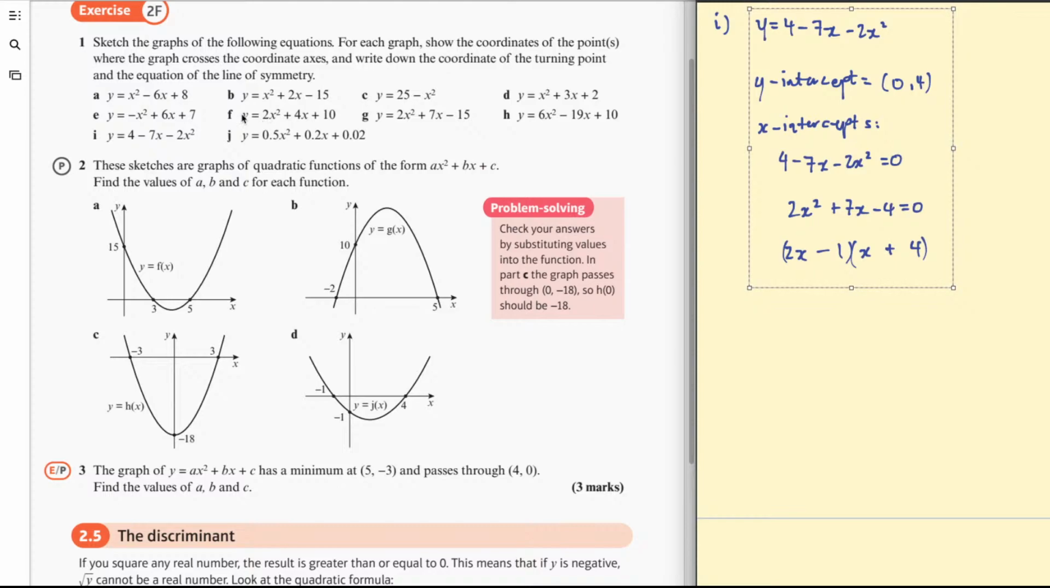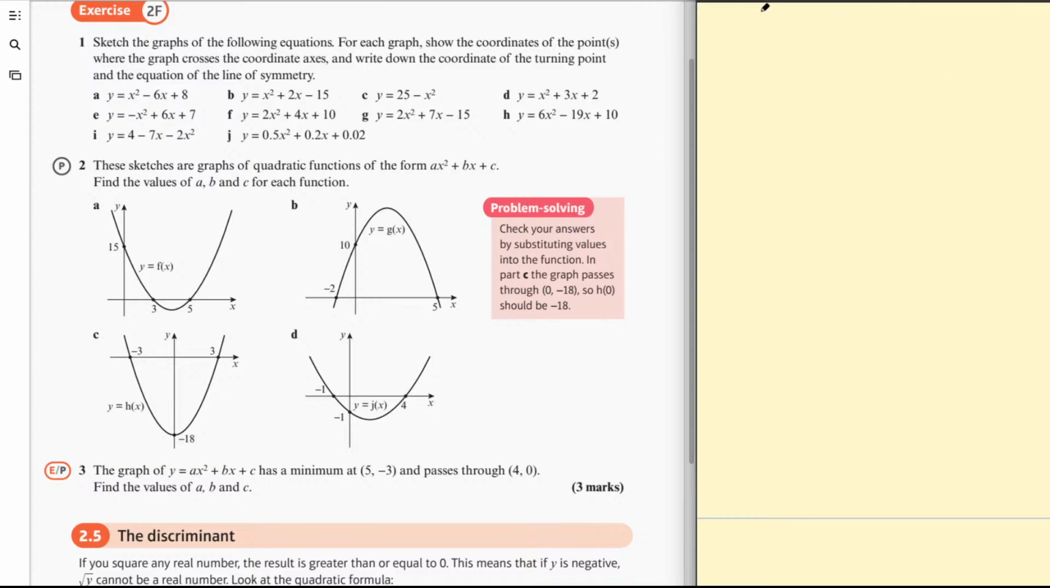What about this one? Maybe F. Factorizes to 1 and 10. That doesn't make 4 and 5 and 2. Okay, so F is not going to have any real roots. Let's do F. Y equals 2x squared plus 4x plus 10.